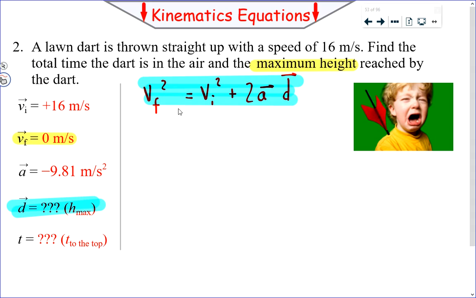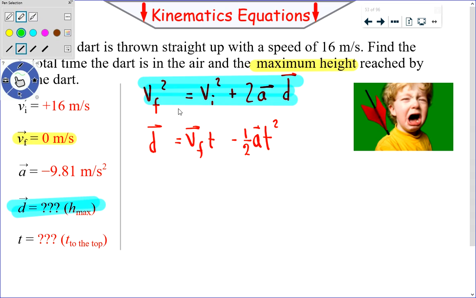How else can I find D? I could use displacement equals Vf t minus 1/2 a t squared. And the reason why that's going to be useful to find time is since Vf is 0, that Vf t will reduce to nothing. Don't forget when we find that time, that will not be the answer to the question. We will have to double that time in order to get the answer to the question, which is how long is it in the air in total.